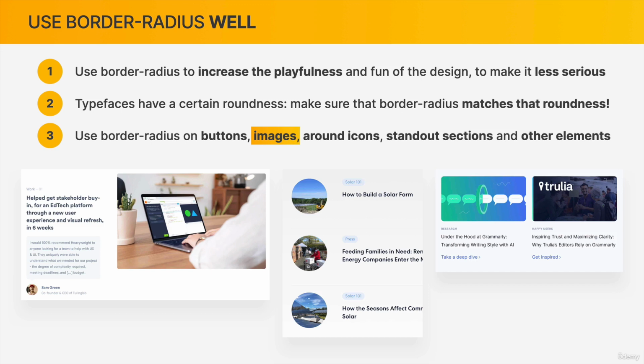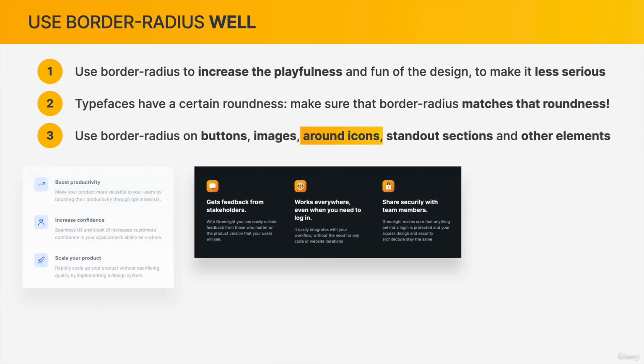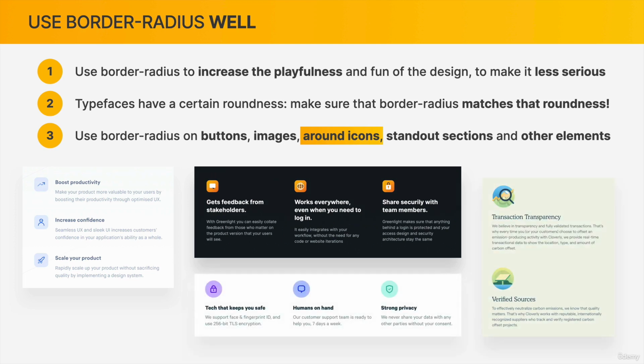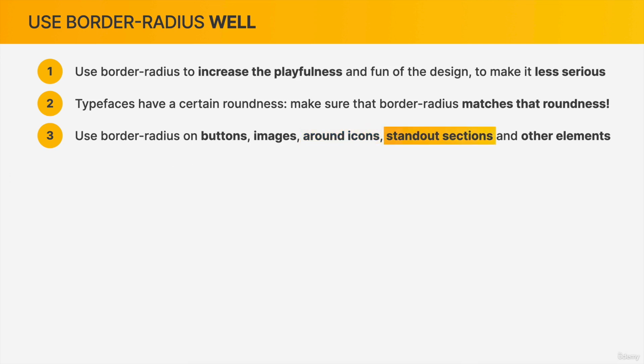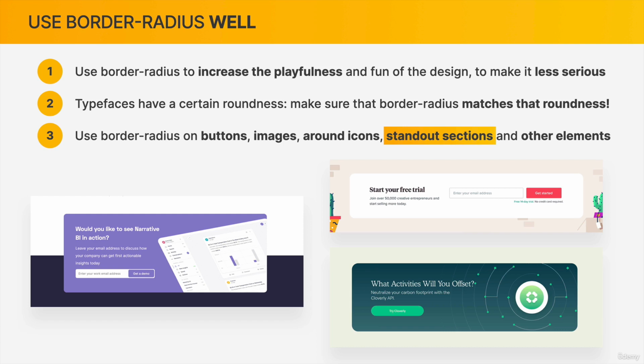Now, another great candidate are images. It's pretty common to use border radius on images like we see here. And if we take that to the extreme, we can make them completely round like we have it here in the center. Then around icons is also pretty common. And here again, we have those two options of only making them slightly round, so taking off the edge, basically. And then, like I also showed you before, we can make the icons completely enclosed inside of a circle.